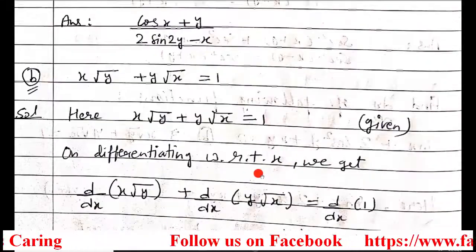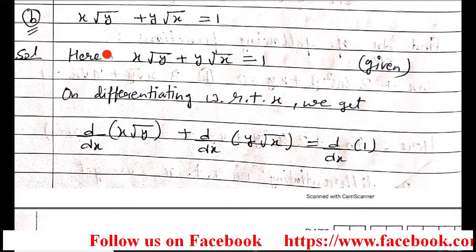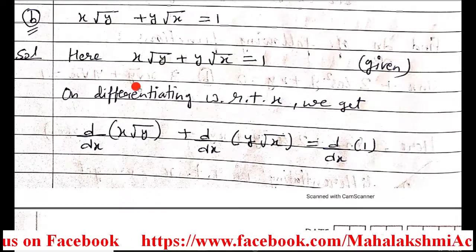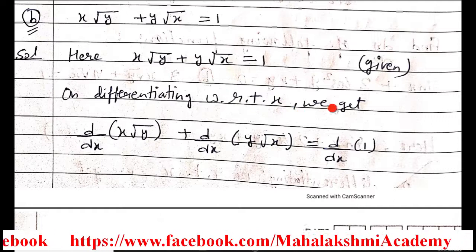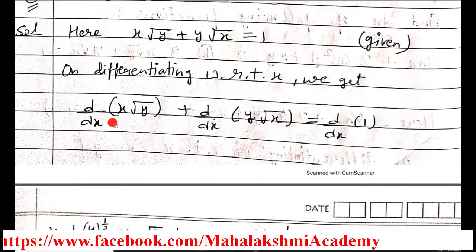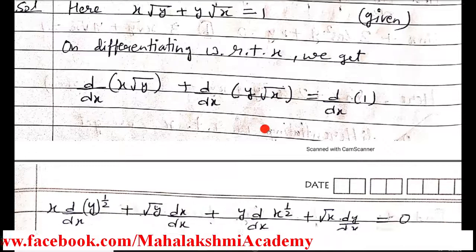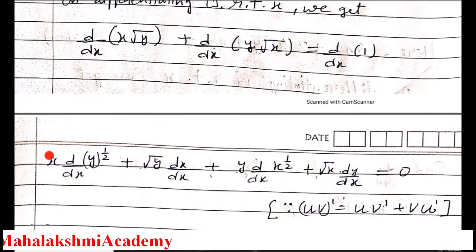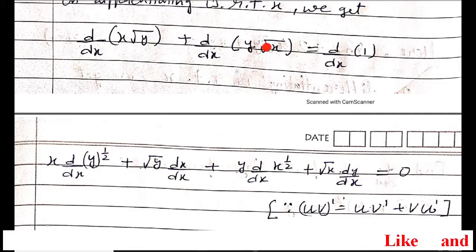Now we'll start the B part. We have to differentiate it. So on differentiating with respect to x, the derivative symbol is shifted. Now here again two functions are multiplied, so we will use the u v formula. That's why first x as it is, then differentiation of root y, then root y as it is, then differentiation of x. Now here again y as it is, differentiation of root x, then root x as it is, and differentiation of y. And the differentiation of 1 is 0.